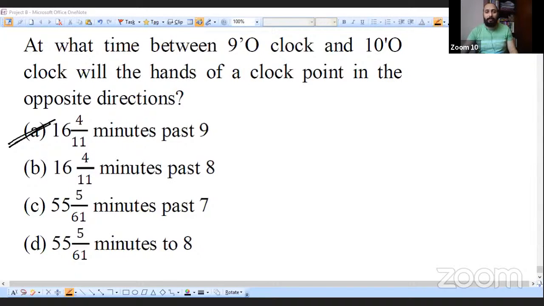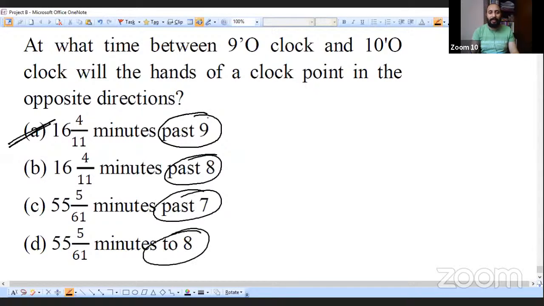Is this clear, everybody? Got it? That is the only answer between 9 o'clock and 10 o'clock. That is past 9. This is past 8. This is past 7. This is past 8. So between 9 o'clock and 10 o'clock is option A. So without any calculation, directly I'm saying option A is the right answer.